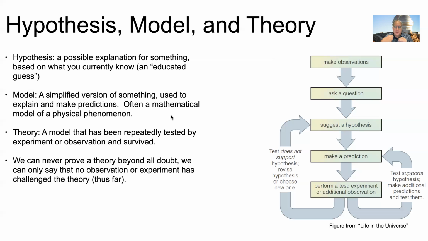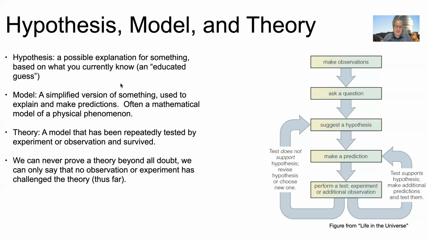And a model that continually survives, that continually makes accurate predictions, you constantly try to disprove that model and you fail every time because it always makes accurate predictions, that model can be promoted to theory. And so, a hypothesis is an educated guess. A theory is a hypothesis or model that has survived constant attempts to disprove it using observations.